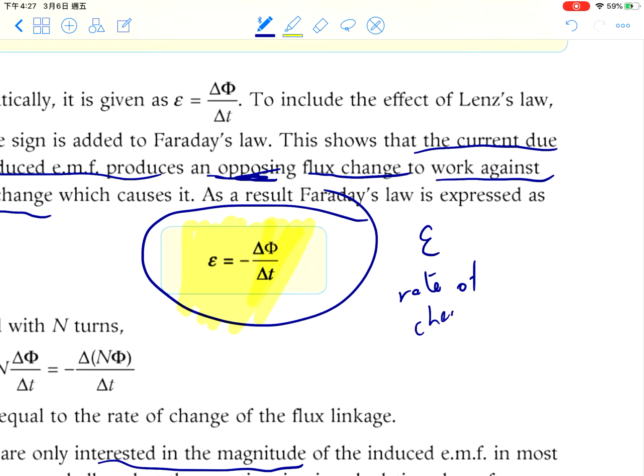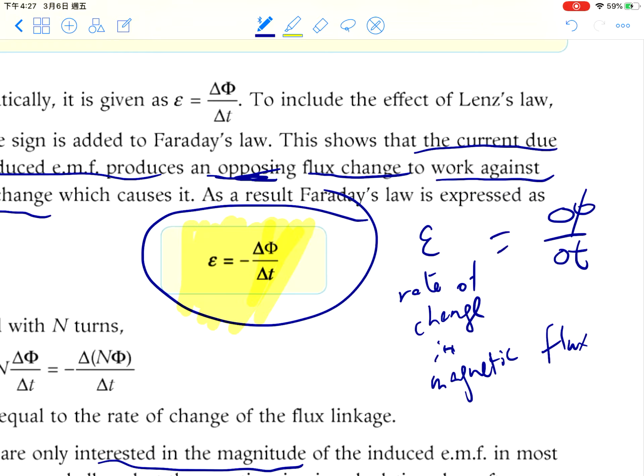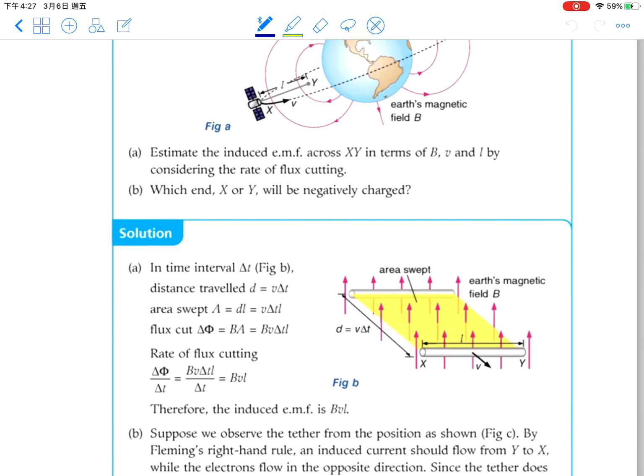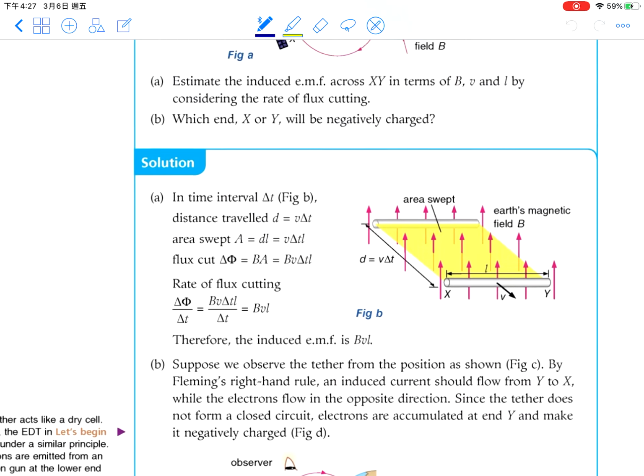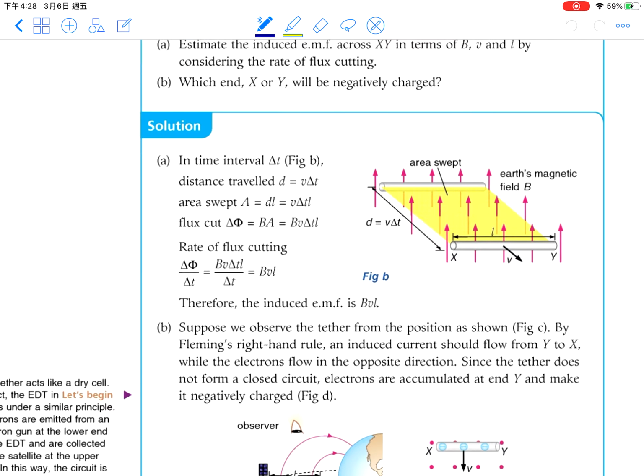Induced EMF in chapter 5.2 will be the rate of change in magnetic flux, that is delta phi over delta t. Now we can have calculation for this.